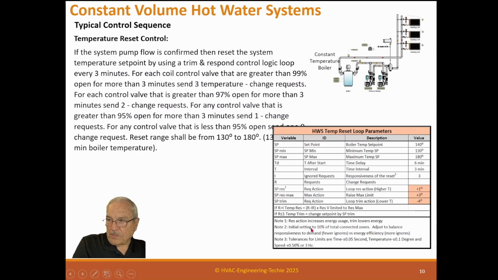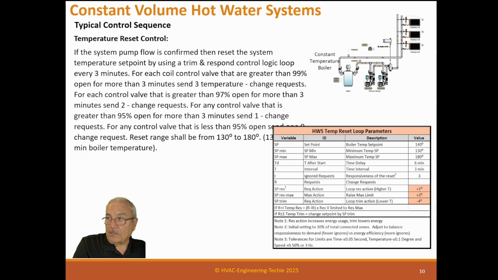2, initial settings to 10% of total connected zones. Add to balance responsiveness to demand (fewer ignores) versus energy efficiency (more ignores). And that's this ignored request. So what they recommend is you pick a number that's equal to about 10% of the connected load. So we have 30 coils, so then I pick 3, about 10% of the 30 coils. Now you could use more or less.